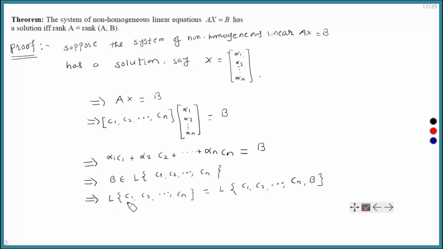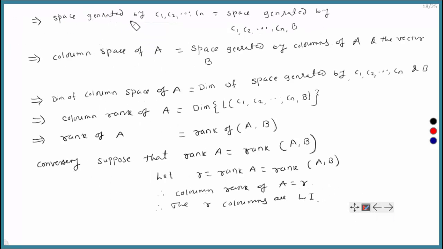This implies that the linear span of C1, C2, ..., Cn is equal to the linear span of C1, C2, ..., Cn, B. That is, the space generated by C1, ..., Cn is equal to the space generated by C1, ..., Cn, B. So the column space of A is equal to the space generated by the columns of A and one more vector B. So the dimension of the column space of A is equal to the dimension of the space generated by C1, ..., Cn and the column vector B.